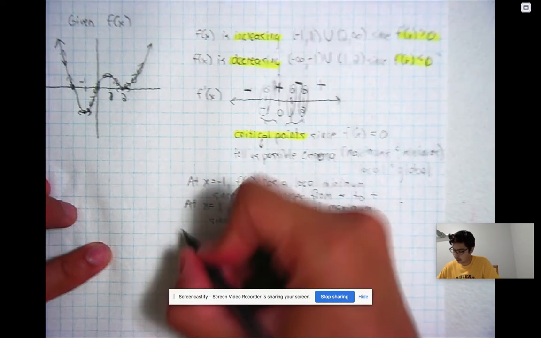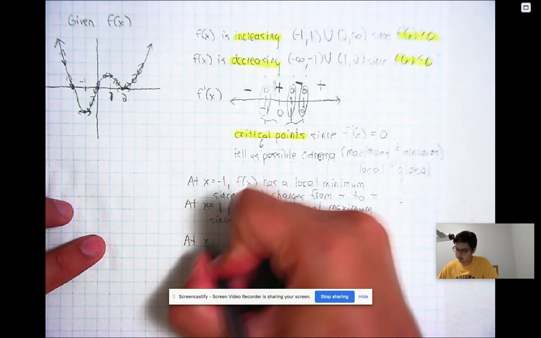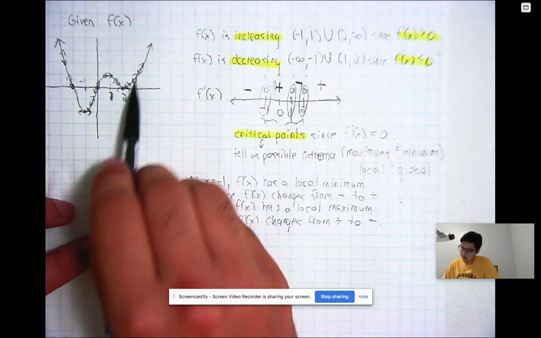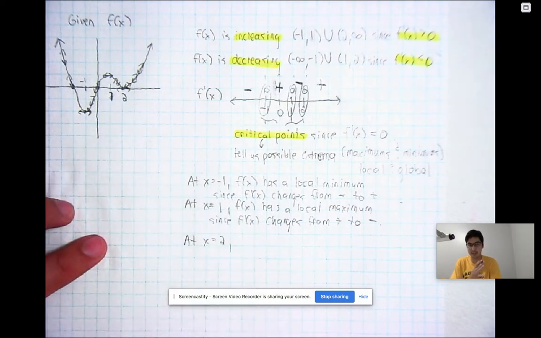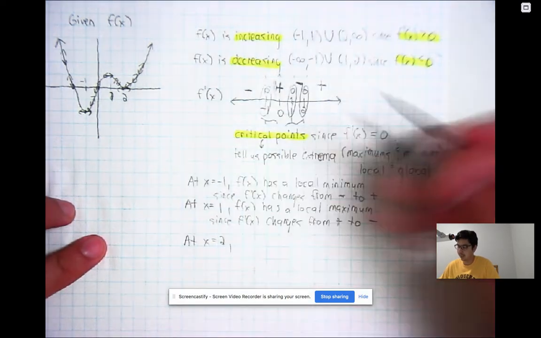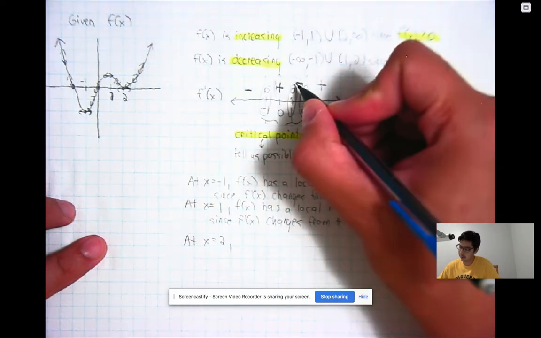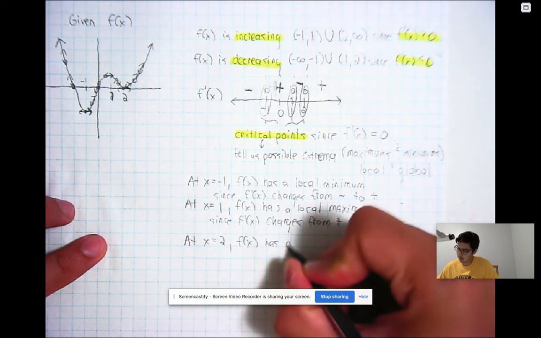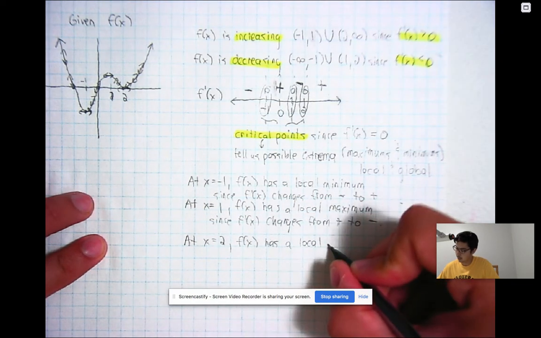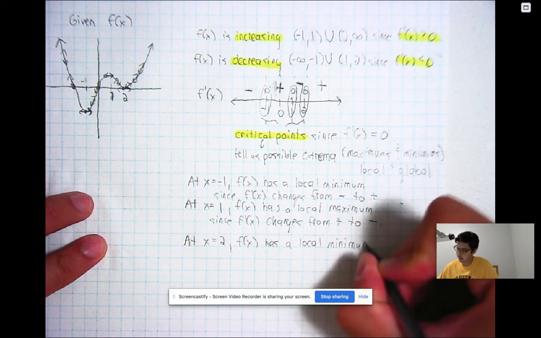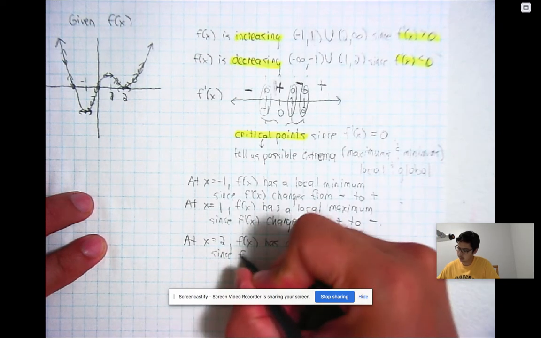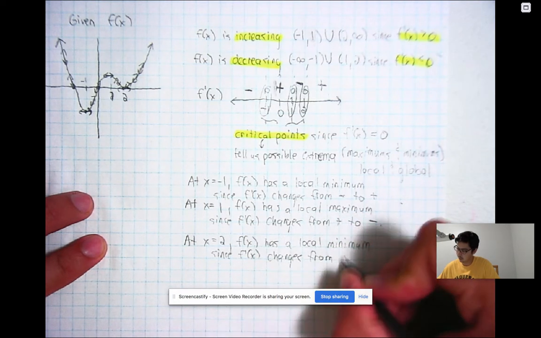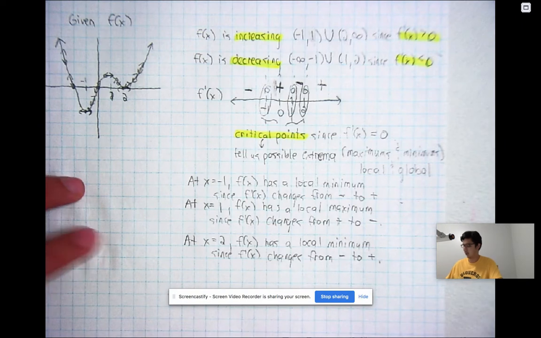Right? And at x equals 2, f of x is going from negative to positive again. And when f prime of x goes from negative to positive, we know that that's a local minimum, just like at -1. You can see it's going from negative to positive in our number line up there. So f of x has a local minimum again, since f prime of x changes from negative to positive. So that's a new word for us.